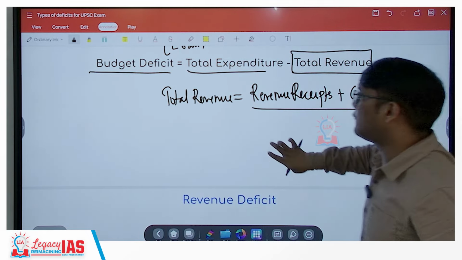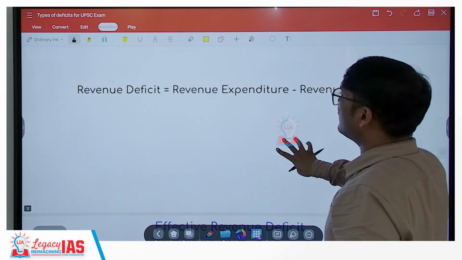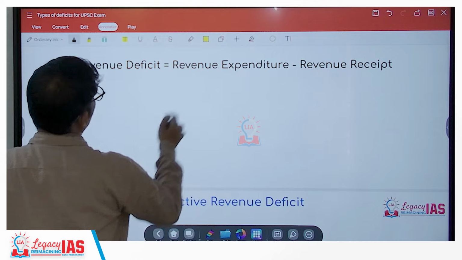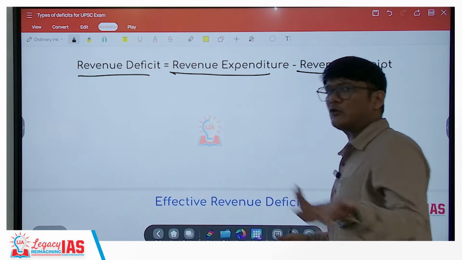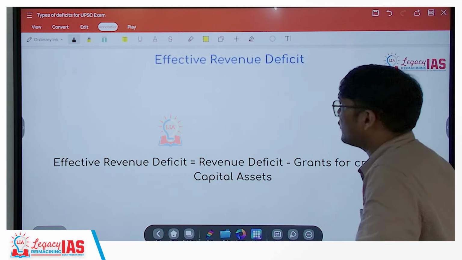So don't get confused. Then comes the revenue deficit. So revenue deficit would be simple. In budget deficit it was total expenditure minus total receipts. In revenue deficit, it will be revenue expenditure minus revenue receipts. Very straightforward.